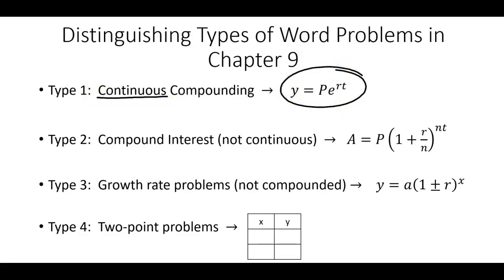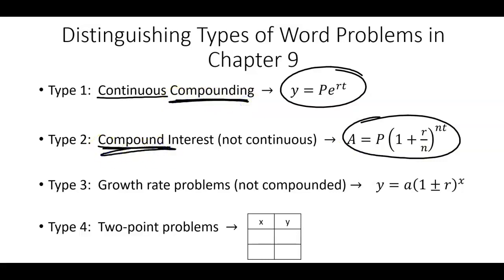If you guys see the word compound, but not continuous, we'll use this one. So by the way, this one up here will also say compound, but this one says compound without the word continuous. That would be this one. So continuous compounding, not continuous compounding.